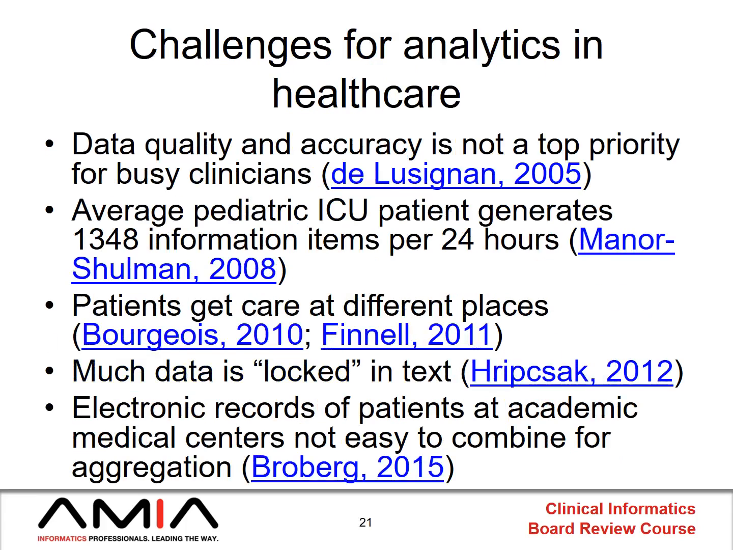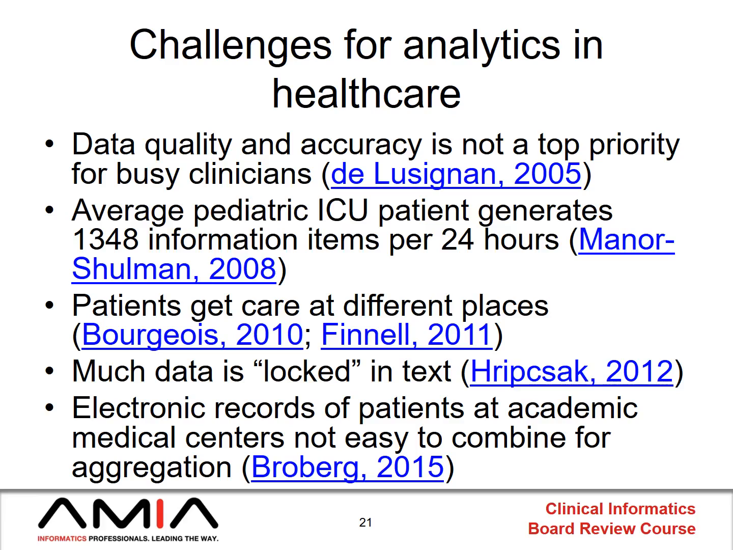We hear a lot about the data in electronic health records and other sources that we can do things with, such as predictive analytics, quality measurement, clinical research, and so forth. But there are challenges for using this data. One challenge is that the quality and accuracy of data in the electronic health record is not always as good as it could be, in part because quality and accuracy of that data is not a top priority for busy clinicians who just want to get their documentation done and move on to the next patient or go home for dinner. There's also large amounts of data.